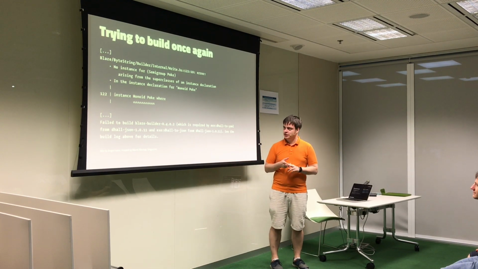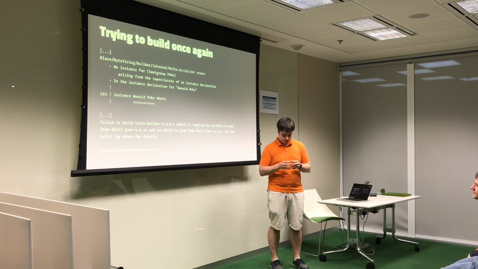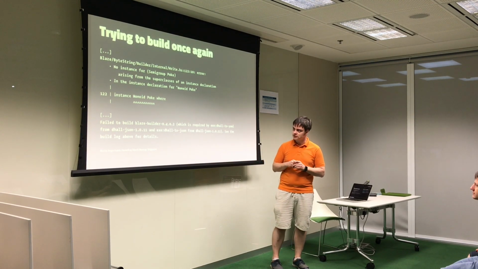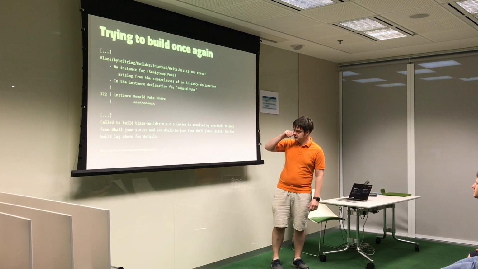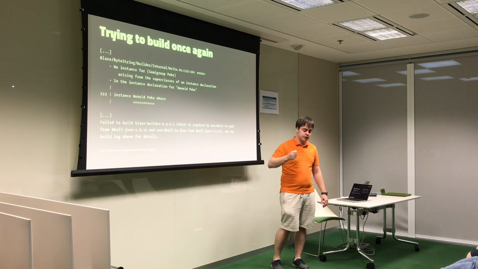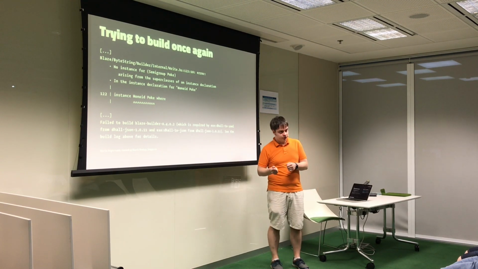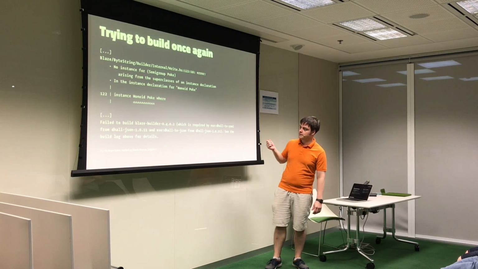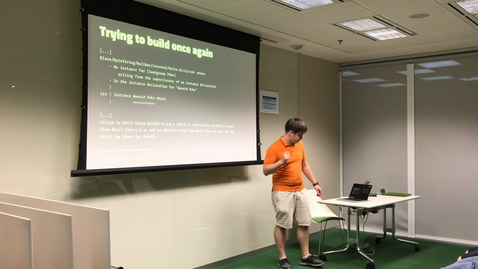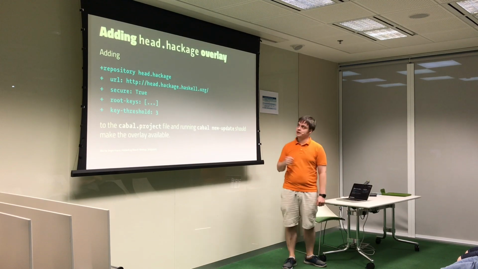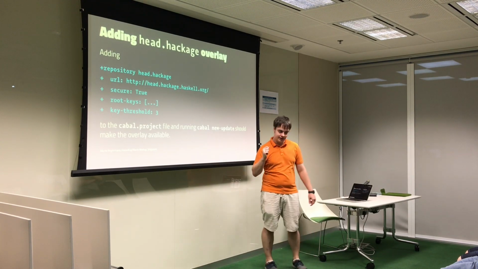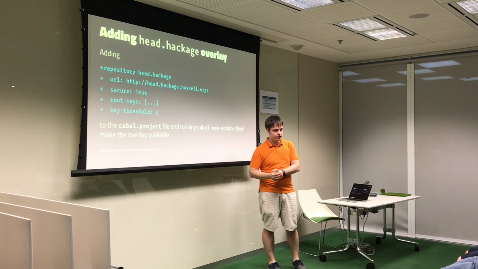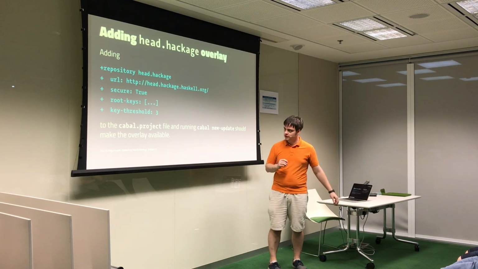Recent GHCs have the Monoid Semigroup Proposal implemented, which means that you basically have Semigroup, which has what used to be mappend in Monoid, and Monoid inherits from Semigroup. So that needs to be changed. But we are lucky, there's the head.hackage overlay, so you can basically just add that in. If you're lucky, someone else has already provided the patch for it, and it will just work.